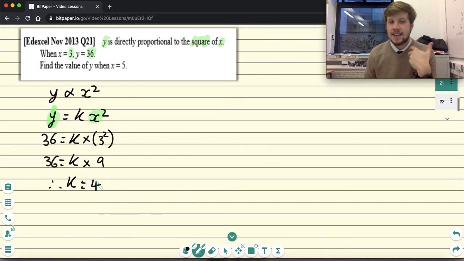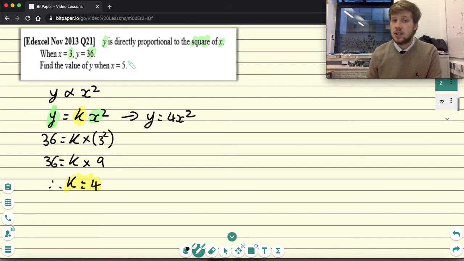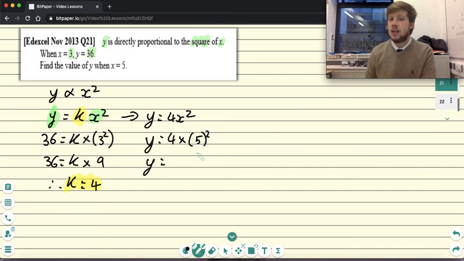What I can do here, again, I know that my value of k is equal to 4, so therefore I'm going to replace it in this equation. That would give me y equals 4x squared. I want to find the value of y when x equals 5, so I'm going to substitute in x equals 5. So it's going to be 4 multiplied by 5 squared. So y is going to equal, well, 5 squared is 25, times by 4 is 100.